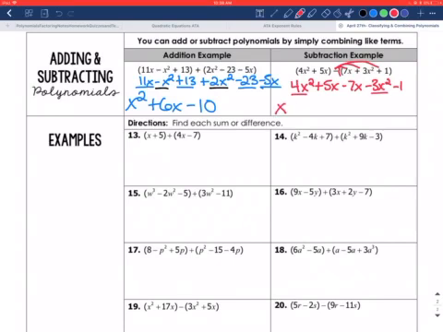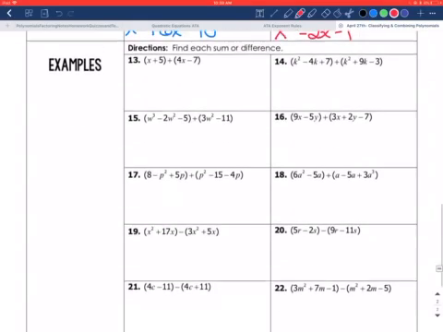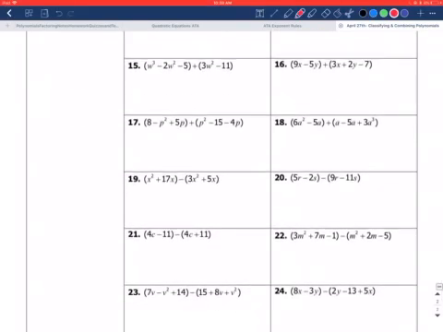And now again, we will combine like terms. That will give us x squared. That will give us minus 2x. And then we tack on that minus 1. So that's what's happening here. I'm just going to do a couple of them with you. I'll do 17 to start out with.